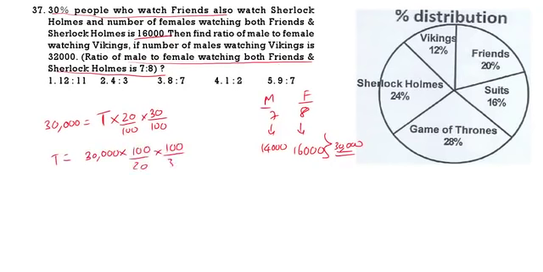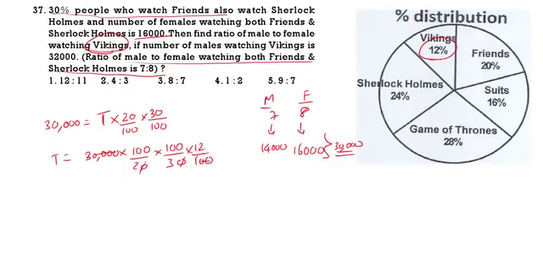We will get the total. But we are asked about Vikings. Vikings is how much percentage? 12%. Do this calculation. So here 1, 2, 4 zeros. Here also 4 zeros will get cancelled. Then here 3 and 3 will get cancelled. Here 2 ones, 2 sixes. So we are getting 60,000. So 60,000 is the Vikings total.